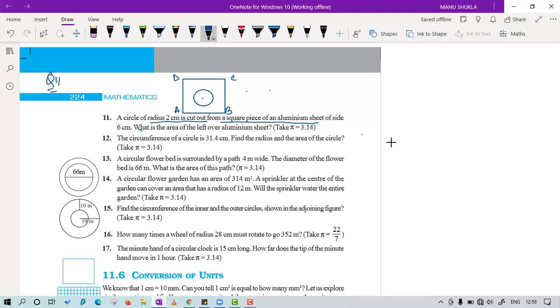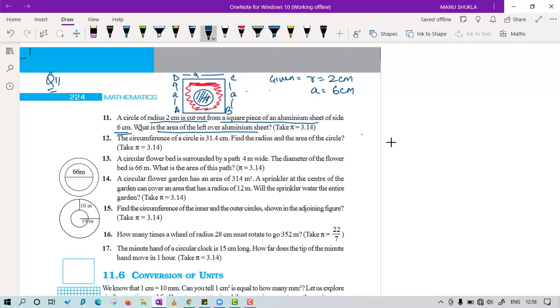Okay, they have given us that the radius of this circle, you can write given r is equal to what? 2 centimeter, and the dimension of the square is given to you. What is that? That is a is equal to how much? 6 centimeter. Now it's very simple. If you have taken out this circle, what is the area of leftover aluminium sheet? So that means we have to find this red region area. Very simple. If we find the area of the complete square and subtract this circle, we will get the answer.